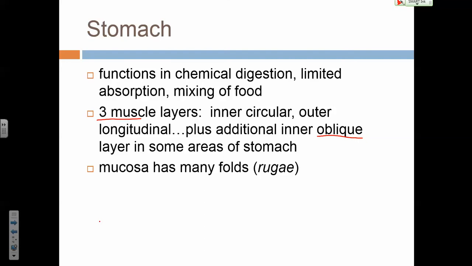And then if you opened up a stomach and looked at the inner lining, at the mucosa, it's real folded. It's just like a wrinkled piece of fabric, real folded. But if you put a lot of food in it, it will stretch out. And then when the stomach empties, it refolds in maybe another configuration. But those folds are called rugae. Ruga is singular. Rugae, or rugae, I guess.